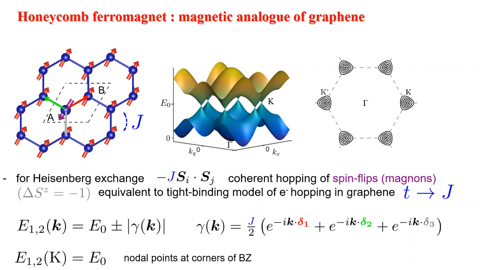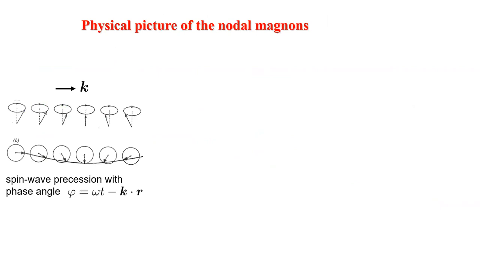So we have nodal points at the corners of the zone. This is at a finite energy because it's bosonic. But fundamentally, the same kind of symmetry protection is there. So, it's probably interesting to understand the degeneracy in terms of spin arrangement.